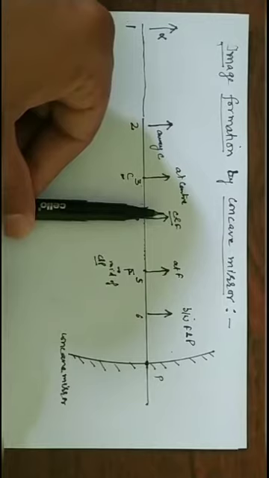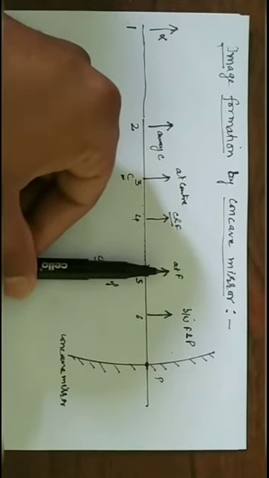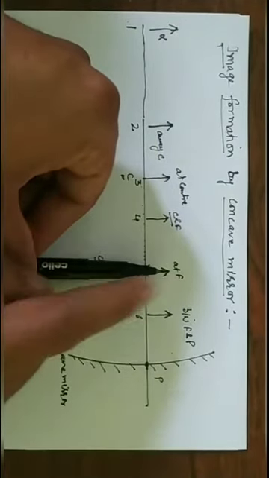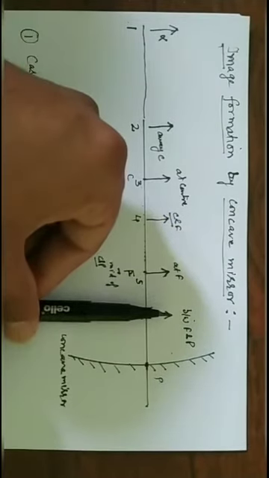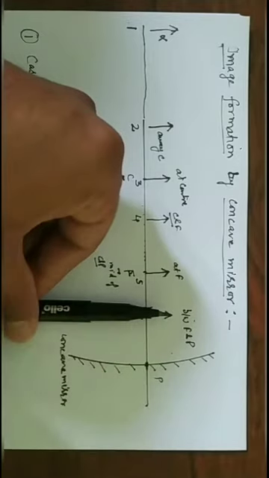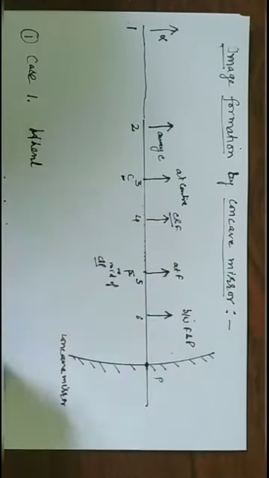Now bring the object closer to the mirror. Now it is at focus. So when the object is at focus, this is the fifth case. Now bring this object closer to the mirror. Then it is between F and P. This is our sixth case. So here there are 6 cases where we can keep our object in front of a concave mirror. Let us discuss one by one.